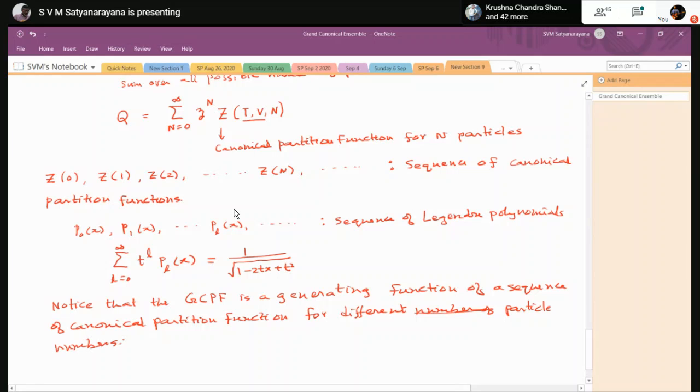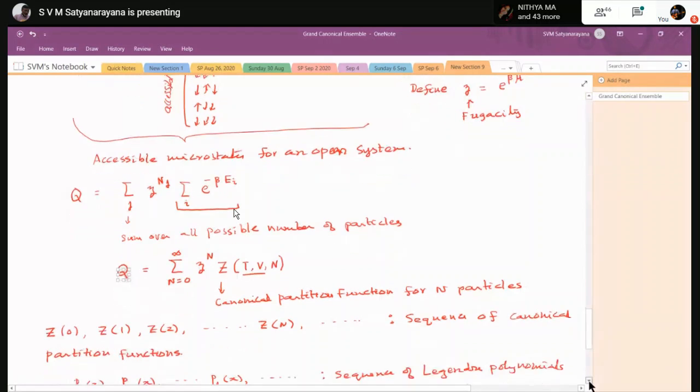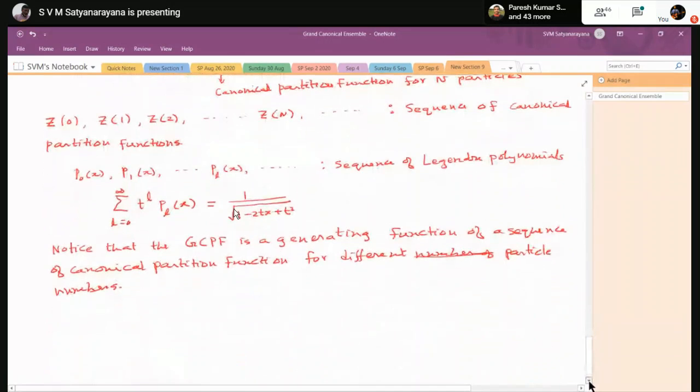Okay, so that is nice. So this gave a very nice way of calculating this. What is the advantage of this one? Now calculations become very simple. For example, let's look at an example. Find the grand canonical partition function of the classical ideal gas.